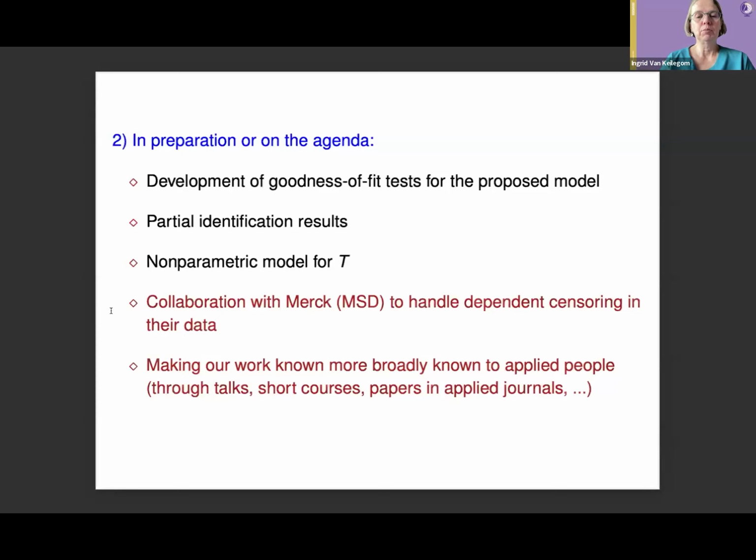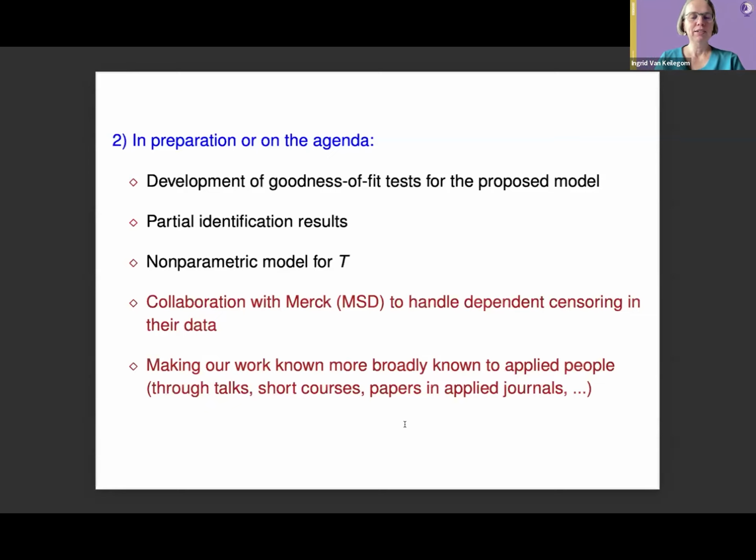And so, for instance, we had a very recent collaboration with Merck, in which they realized that they have lots of dependent censoring in their data. And so we are discussing now how they can deal with that problem. And then finally, making the work known through talks like this talk or short courses. That's also something we have on our agenda regarding our work on dependent censoring.